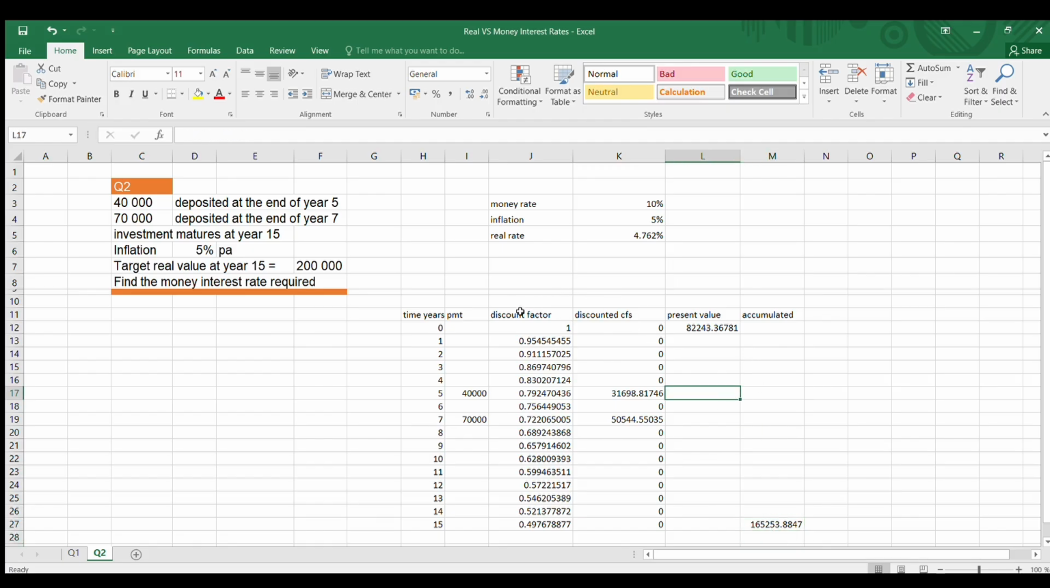Alternatively, you could have created an accumulation factor column instead of a discount factor column, because with a discount factor column, you should not forget to accumulate forward to time t equal to 15. It all depends on what you are most comfortable working with. So once we have this, we're not done yet, because what we needed to find is the money interest rate required. So here we're going to use a special tool called Goal Seek on Excel.